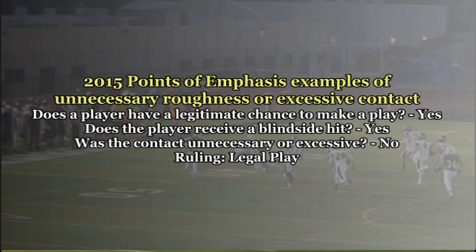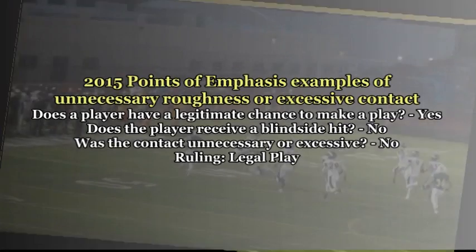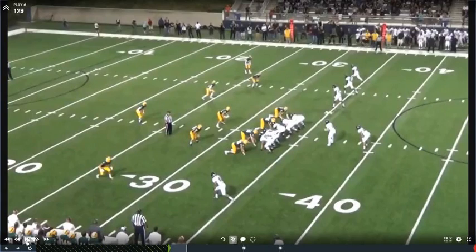So if we get a blindside hit with a hand block, for instance, that's legal. We're going to let it go. No foul. This next example is pretty obvious, and I'm not even sure why it was included in the points of emphasis. Basically, it says if a player has a legitimate chance to make a play and he doesn't receive a blindside hit and it's not unnecessary or excessive, it's legal. No kidding. This final example covers a foul that we've always called. Basically, a player not involved in the play is hit. It doesn't matter if it's excessive. It doesn't matter if it's a blindside. It is a personal foul. So let's get to some videotape.